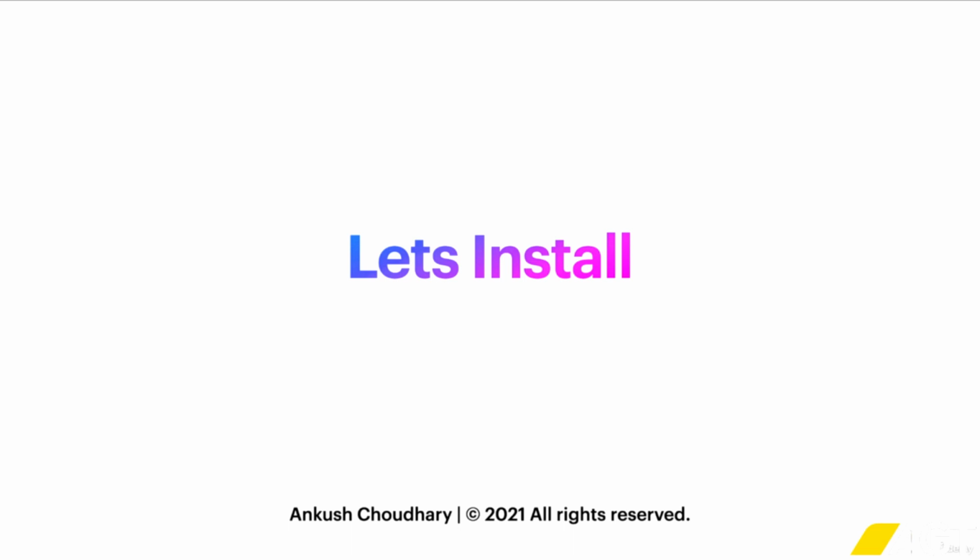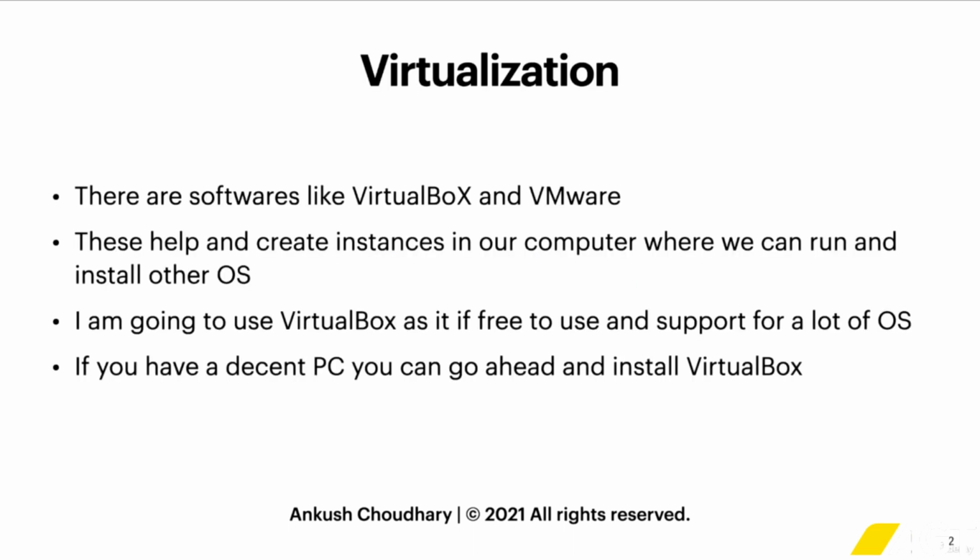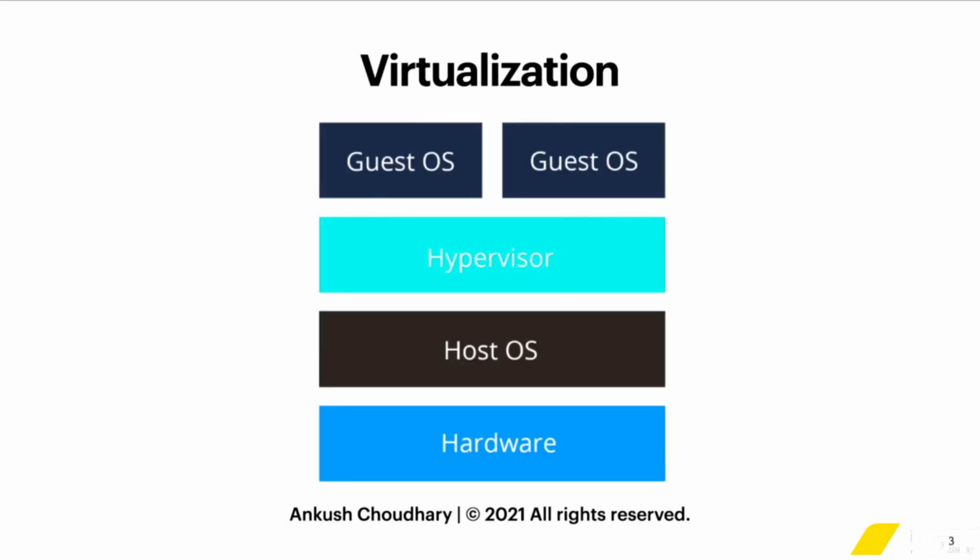What we are going to do is create a virtual machine inside your existing computer and install Linux over there. So how does that work? Let me tell you about it briefly. We have software like VirtualBox and VMware. These are called virtualization software. We have all this hardware in our computer, like the RAM, the CPU, the hard disk.